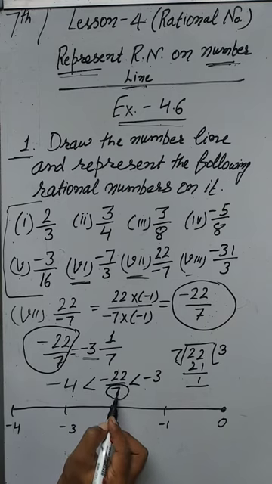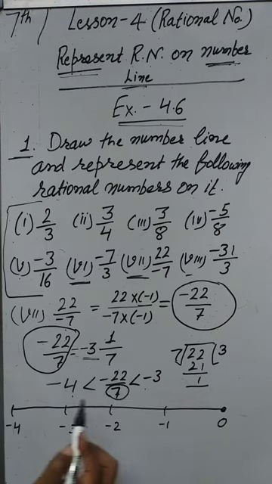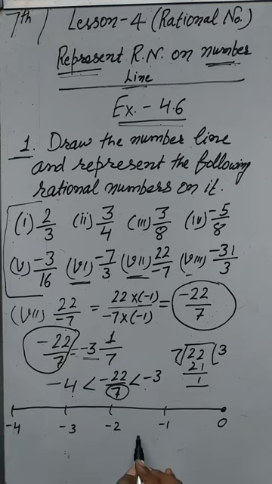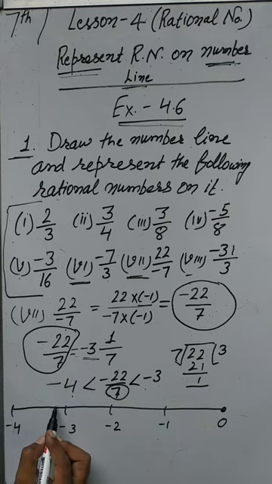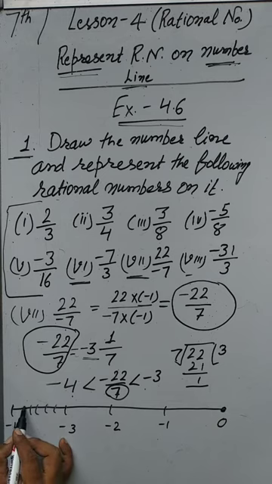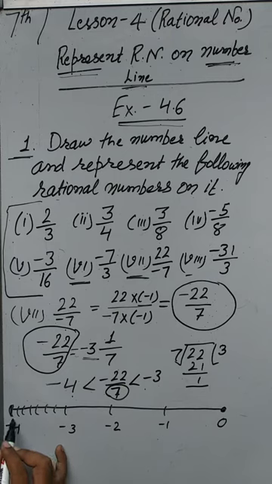What is the denominator here? 7. We have to divide the portion between minus 3 and minus 4 into 7 equal parts, so the space should be more. Understood beta? Separately I am showing here. Here you divide the space between minus 3 and minus 4 into 7 equal parts: 1, 2, 3, 4, 5, 6 and 7. Clear? Understood? I am showing that portion here due to lack of space.